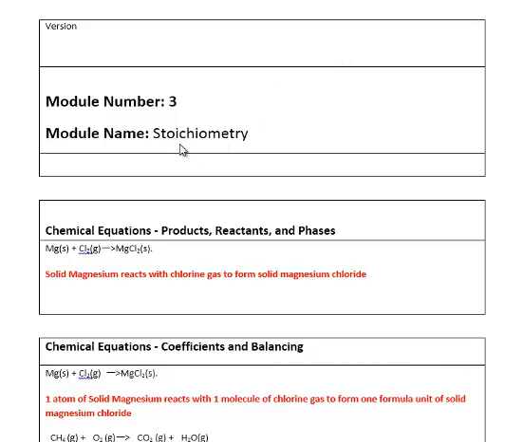This word here is pronounced stoichiometry. Chemical equations, products, reactants, and phases. Solid magnesium reacts with chlorine gas to form solid magnesium chloride.